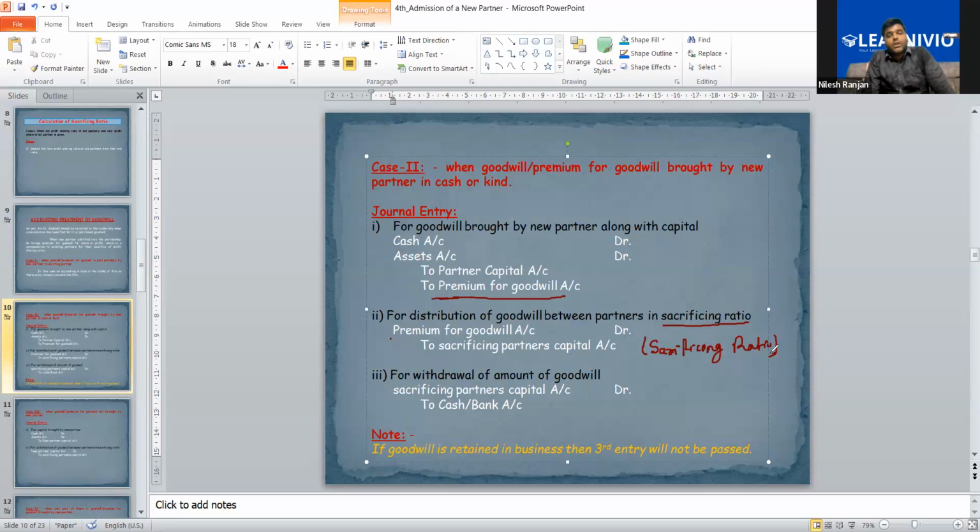Now, you can see the note: if goodwill is retained in the business. If it is clearly written in the question that the partners have withdrawn the amount of goodwill, then the third entry will be passed. Otherwise, we will assume that the goodwill is retained in the business. They have not withdrawn it, and in that case, the third entry is not required. If they have not withdrawn the money, then why the entry of withdrawal? So the third entry will not be passed.